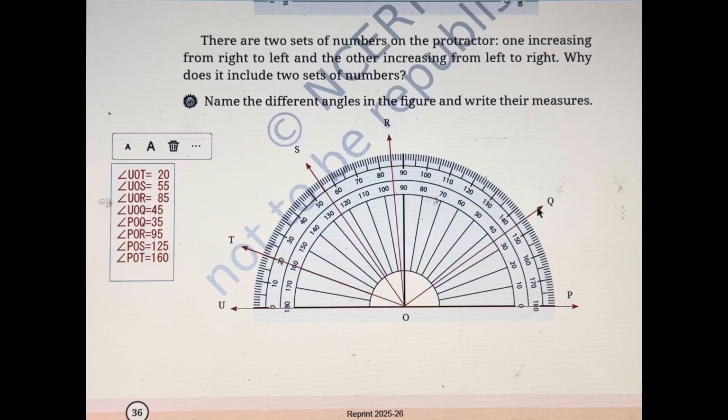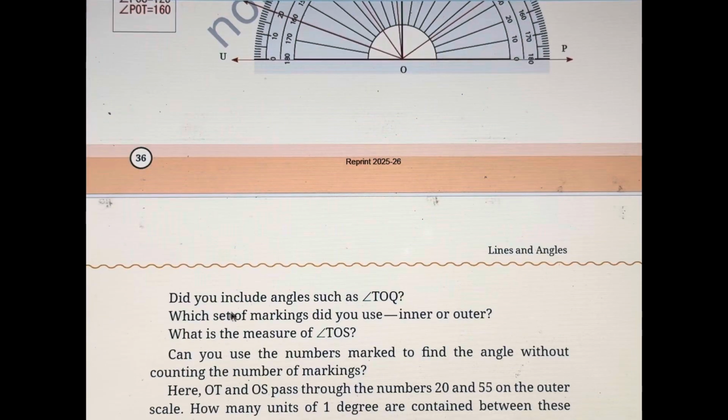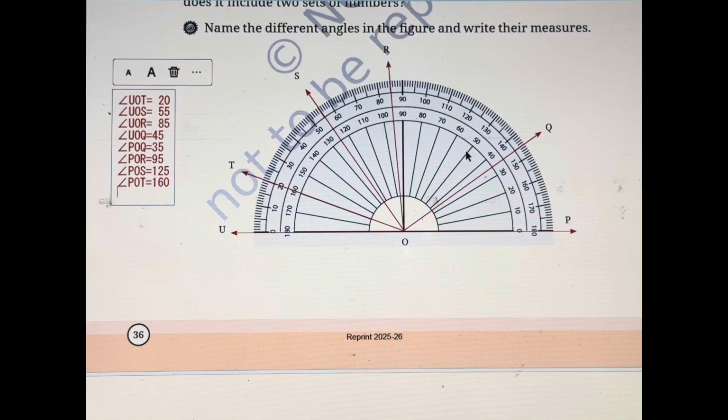TOQ. We did not include the angles here. We took only the baseline as the ray OU and OP. So measure this TOQ. How to measure this type of angle? Which set of markings did you use? Now if you see here, the protractor is already kept. This is the baseline. OT is not the baseline.